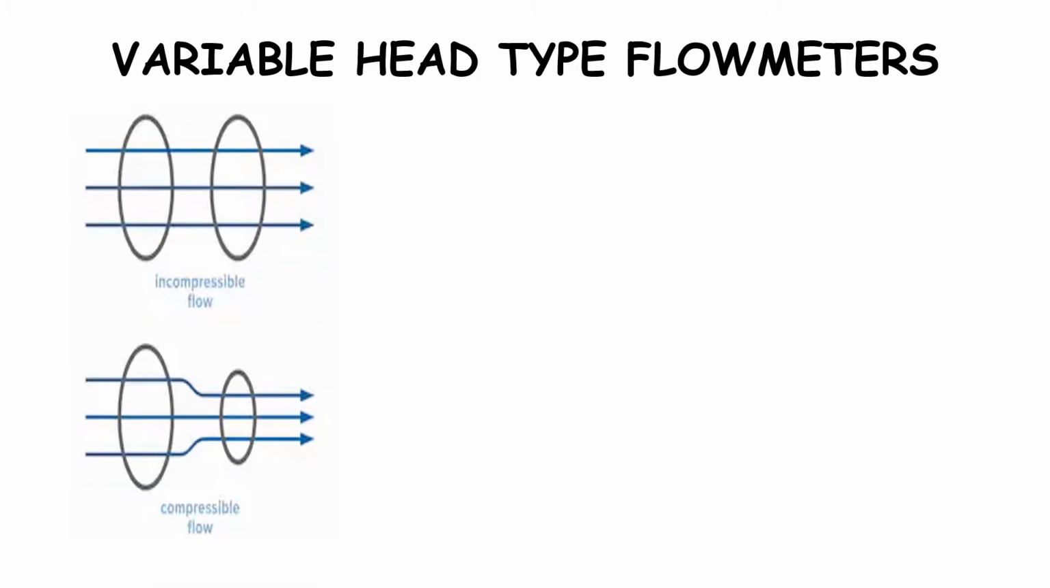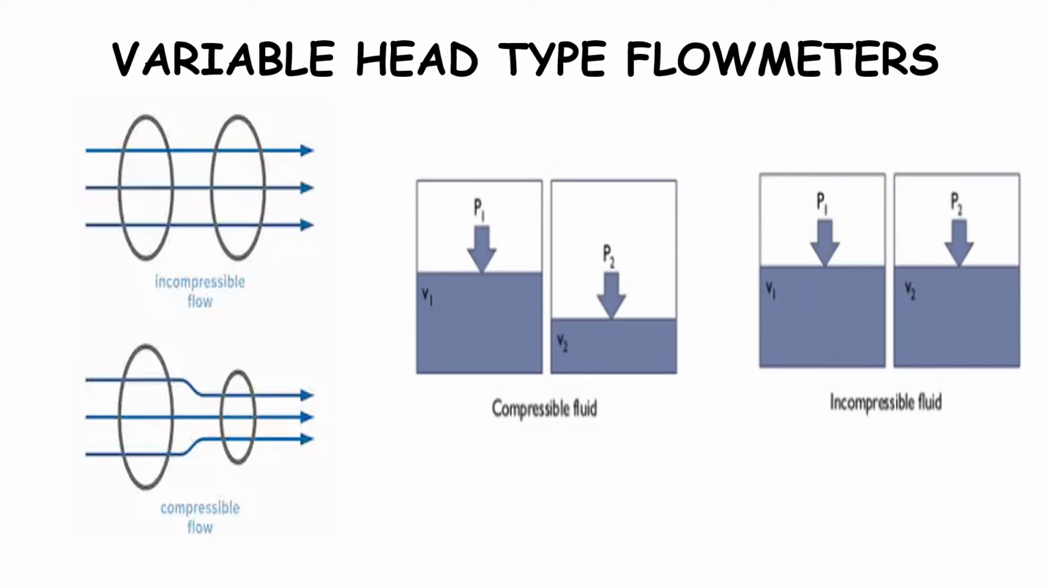Before going into the derivation, we need to know what an incompressible flow and a compressible flow are, and what a compressible fluid and an incompressible fluid are. Compressible fluids are fluids with variable density, and incompressible fluids are fluids with constant density. They could be liquids and gases. Although there is no such thing in reality as an incompressible fluid, we use this term where the change in density with pressure is so small that it is negligible.